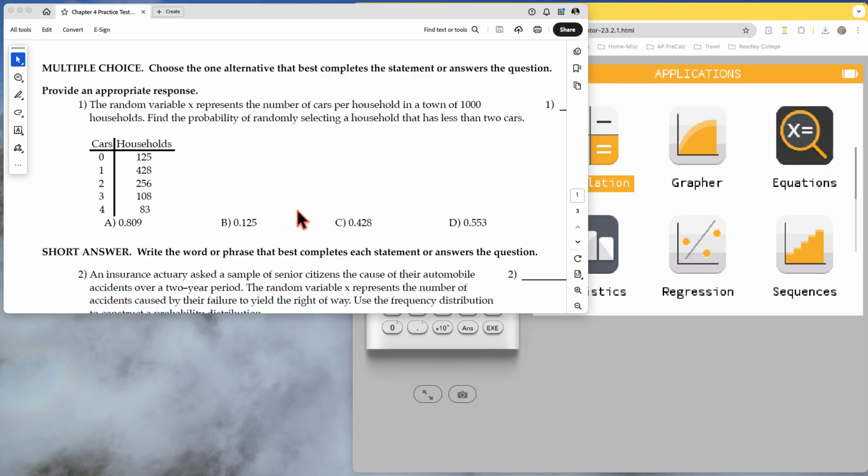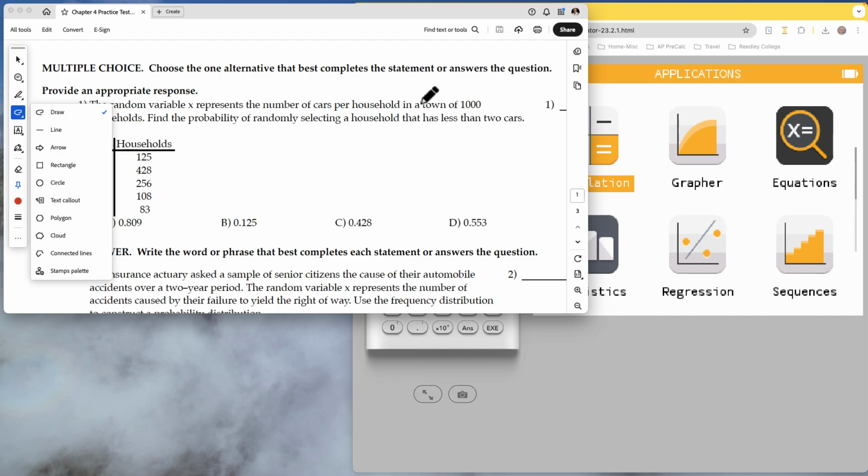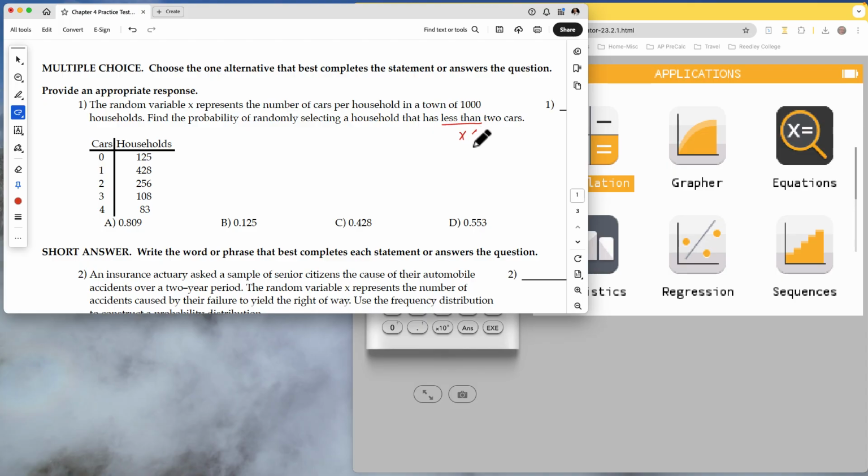Provide an appropriate response. The random variable x represents the number of cars per household in a town of 1,000 households. Find the probability of randomly selecting a household that has less than 2 cars. So some of the key words here: less than 2 cars means x has to be less than 2. That means it needs to be either 0 or 1. Okay, can't be 2, just 0 or 1.